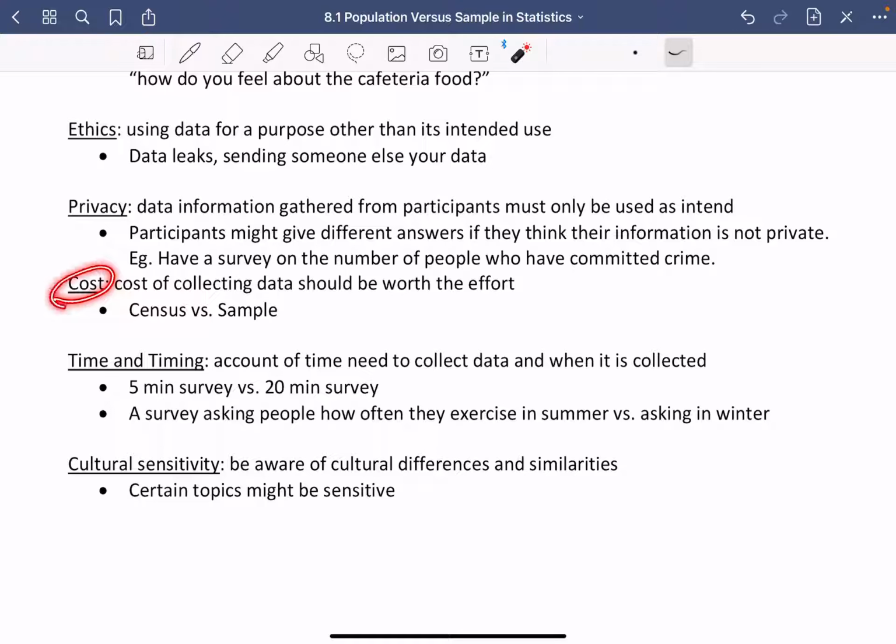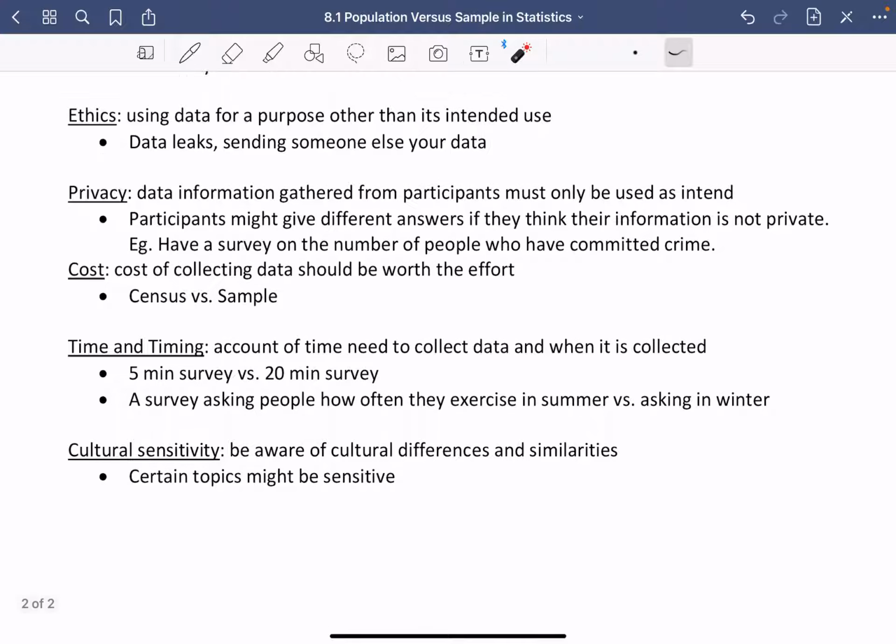Next one, cost. The cost of collecting data should be worth the effort. So census versus sample. Is it worth the time and money to do a census, or would samples represent your data well enough? So that is a part of the effect.